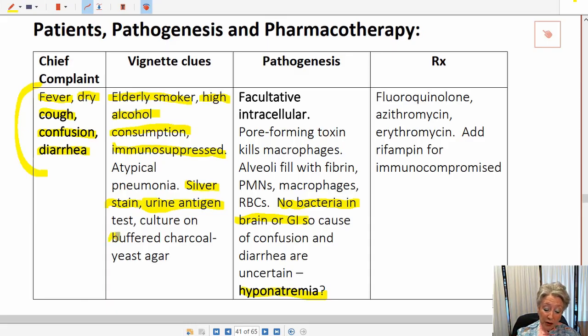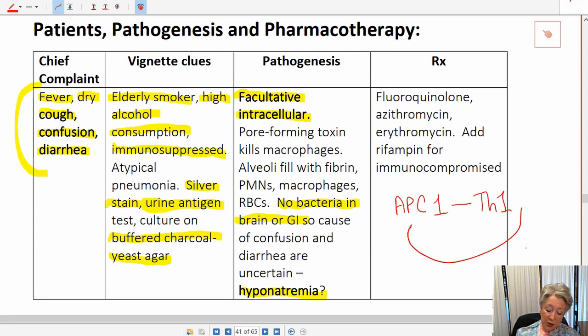We grow it. It's very fastidious, so buffered charcoal yeast agar gives it the requirements of cysteine and iron it needs. It's a facultative intracellular, okay? So once again, realize all of these that we've recently been in are going to be in the APC1, TH1, APC1 loop.